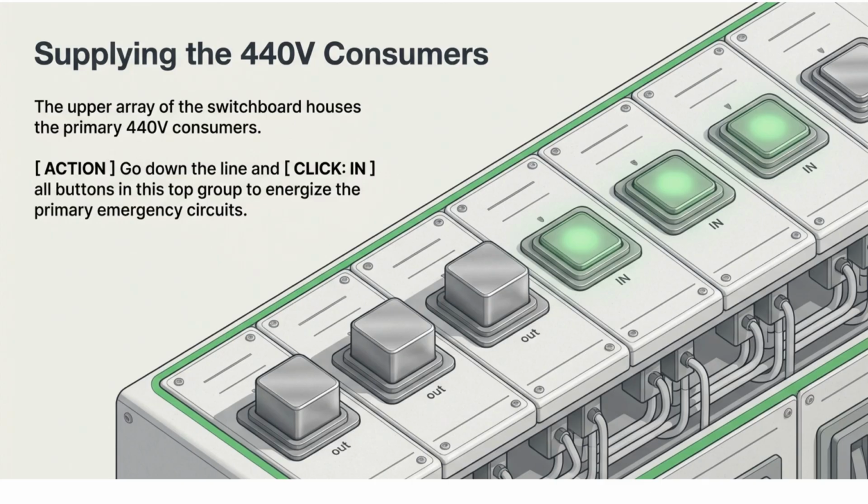The upper array of the switchboard houses the primary 440-volt consumers. The action here is to go down the line and click IN on all buttons in this top group to energize the primary emergency circuits.